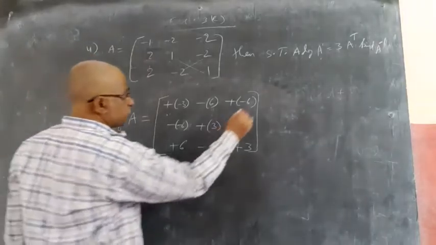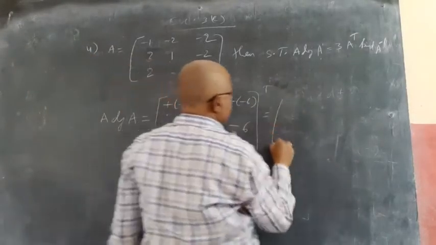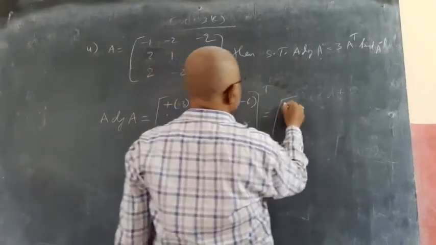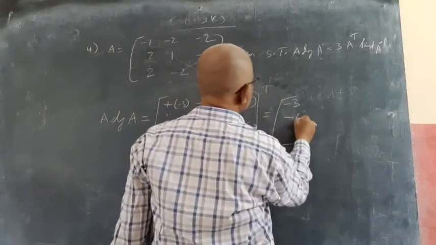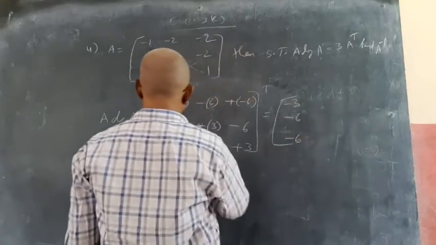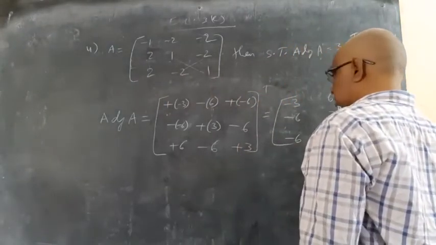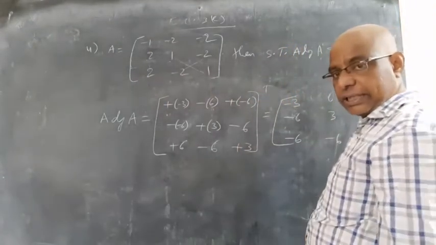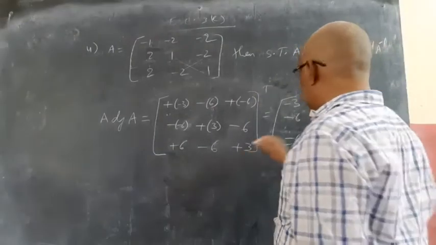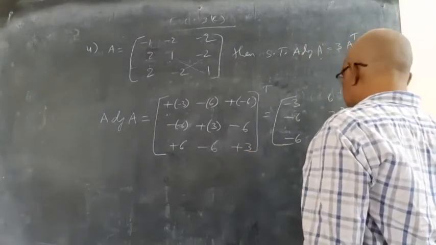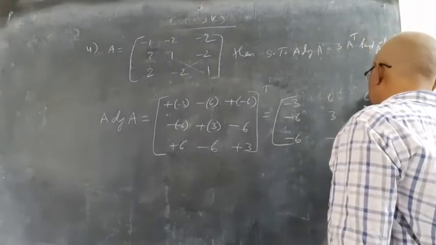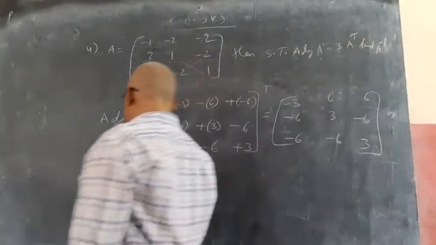So transpose of this directly gives you adjoint A. So that is minus 3, minus 6, minus 6, and this is 6, 3, minus 6, 6, 3, minus 6, next 6, minus 6, 3. This is adjoint A.